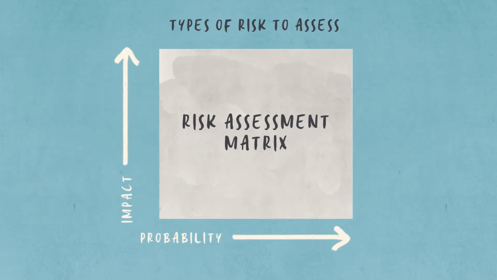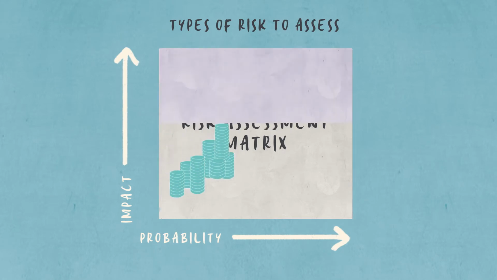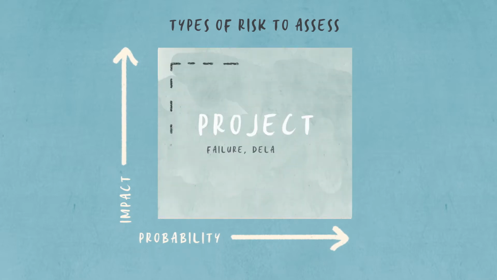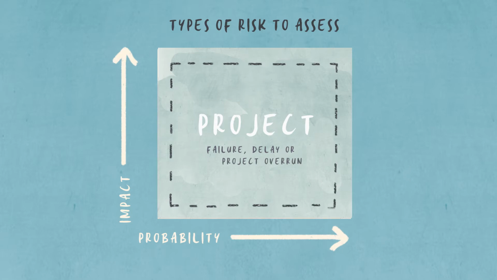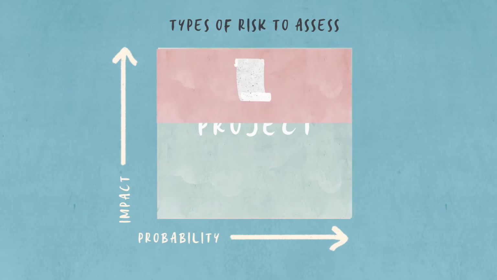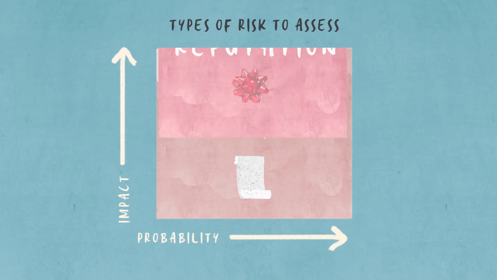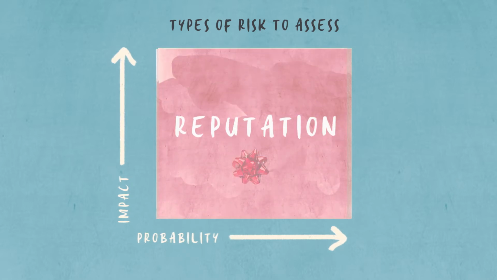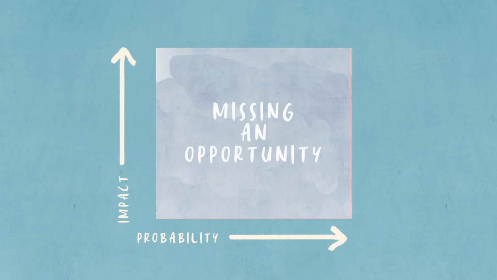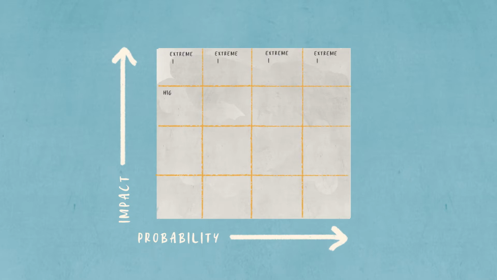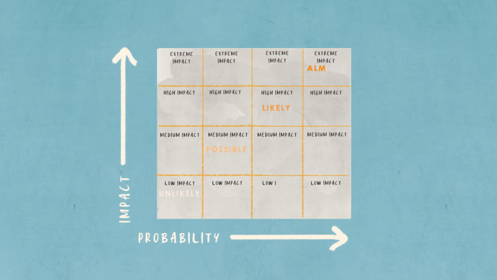The types of risk that you may need to assess are financial, either financial loss or excess costs; project risks like failure, delay, or project overrun; compliance risks. Are you going to run up against regulations? Reputational risk, or missing an opportunity. Remember, risk is about uncertainty. You can't always be accurate in your assessment, but it's important to try.